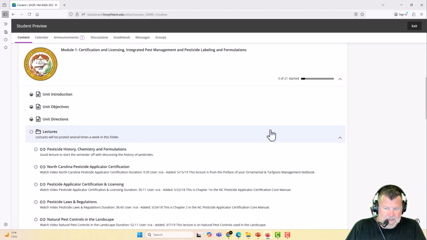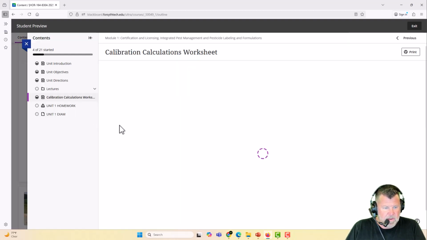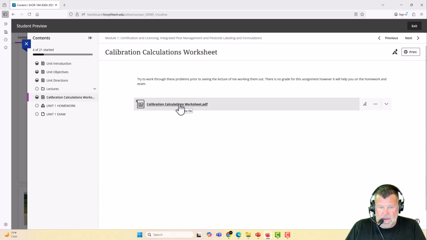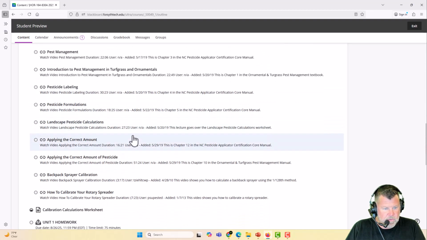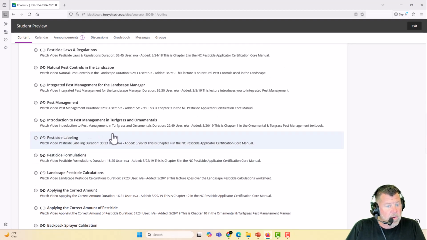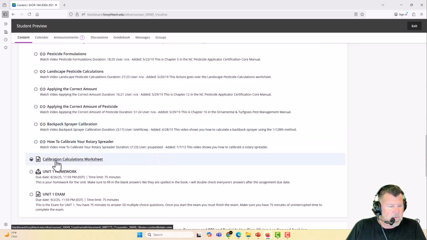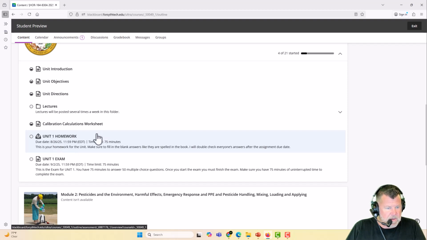It goes in detail, your chapter readings. Then you have a calculation worksheet, and I want you just to print that, open it, work the problems out, and then in Unit 2 and in the lectures, you should find the calibration calculations. So it must be in the next unit, going over working these problems. But I want you to try it before you actually watch the lecture. And then you have your Unit 1 homework.